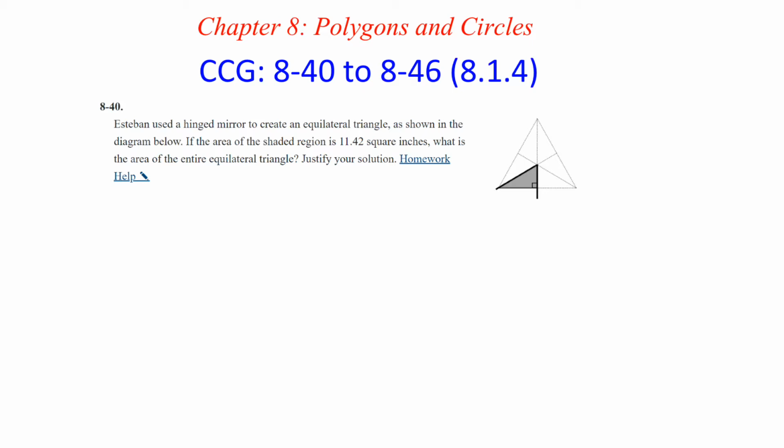Question 40. Esteban used a hinged mirror to create an equilateral triangle, as shown in the diagram below. If the area of the shaded region is 11.42 square inches, what is the area of the entire equilateral triangle? Justify your solution.